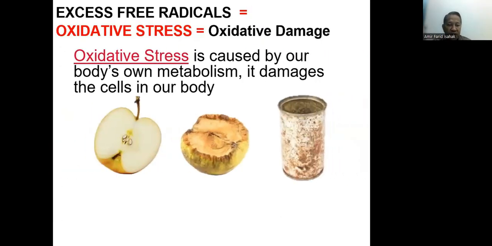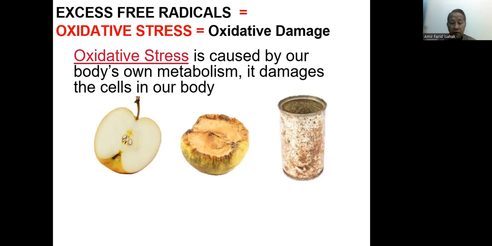So when you have a state of excess free radicals, that is, you don't have enough antioxidants to counter the free radicals, to neutralize the free radicals, then you are said to be in a state of oxidative stress, and this state will cause oxidative damage. Okay, so you want to have a real life example of what is oxidative stress and oxidative damage.